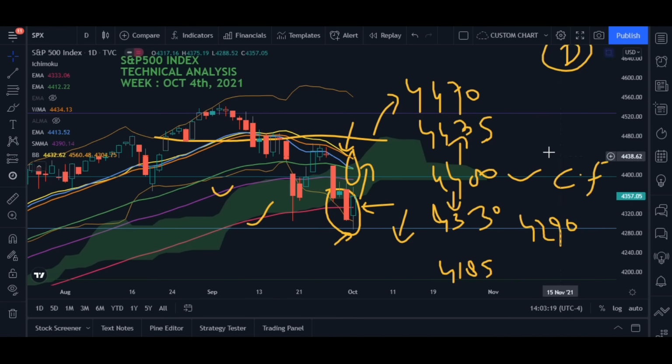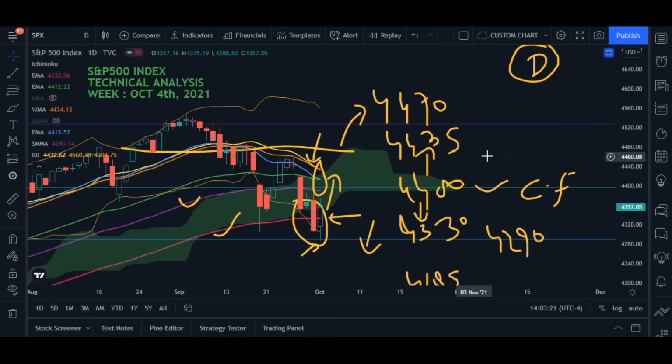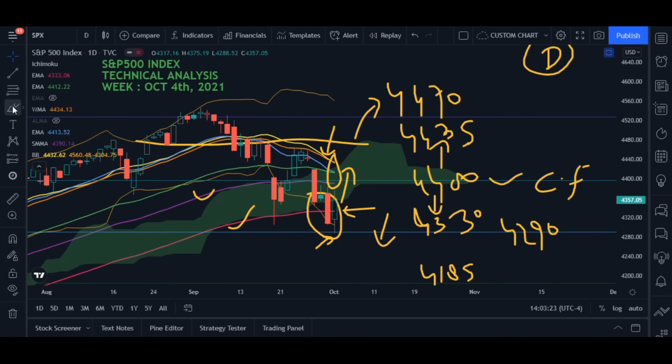Overall, the technical analysis is saying that the market is bearish. On the daily chart, it is clear that the market is bearish. It is not bullish, it is not weak bullish, but it is bearish. But yes, the S&P 500 index is not fully bearish. Remember, it is not fully bearish, it is bearish.